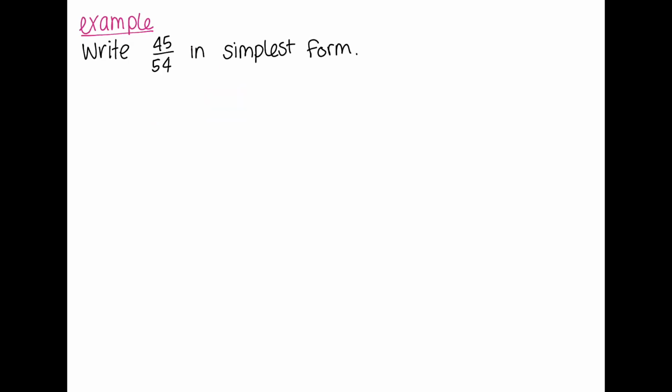Write 45 over 54 in simplest form. So 45 over 54. Right away, the number that sticks out to me, I know that 45 is divisible by 9 and 54 is also divisible by 9. So I'm going to divide the numerator and the denominator by 9. 45 divided by 9 is going to be 5. 54 divided by 9 is 6. 5 and 6 share no common factors, so 5 over 6 is the same as 45 over 54, but in simplest form. And that's all you have to do.